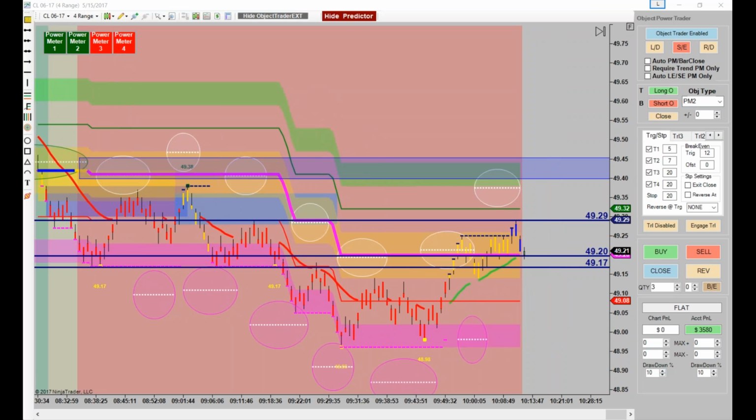But if I remember right, a lot of times they'll check it twice. They might give you a second chance. Let's see if we can get in this. We'll go with power meter 1 now. See if we can get the trade.